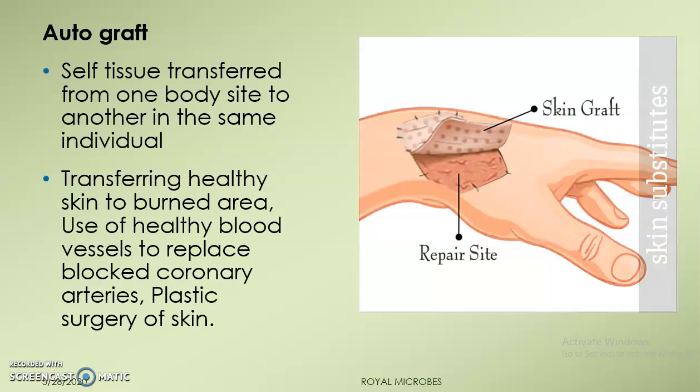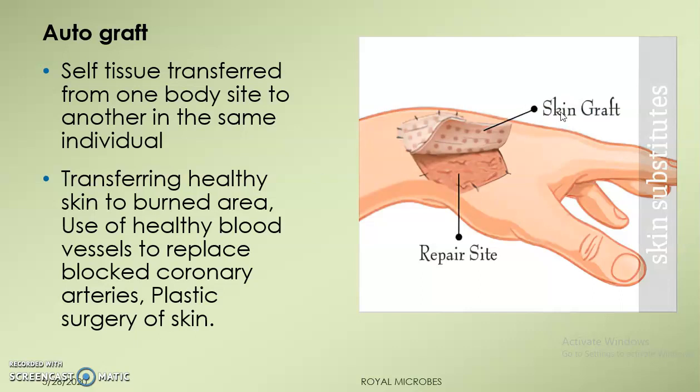As it is occurring in the same individual, there is no chance of graft rejection. That is, there is no difference in major histocompatibility complex antigens, so the graft will be completely accepted. Transferring healthy skin to a burned area, use of healthy blood vessels to replace blocked coronary arteries, plastic surgery of skin, etc. are the main examples of autograft transplantation, and it is widely employed in medical science.